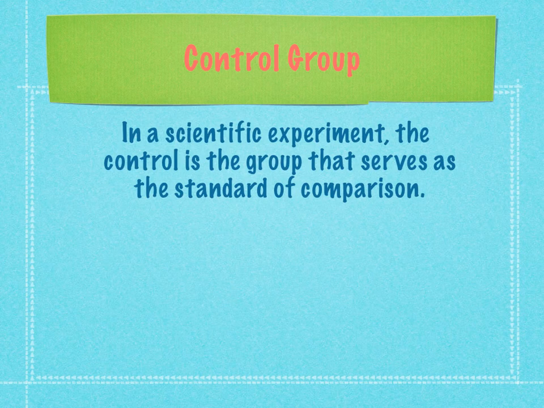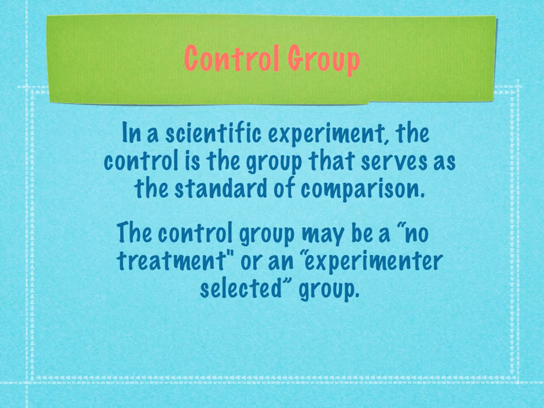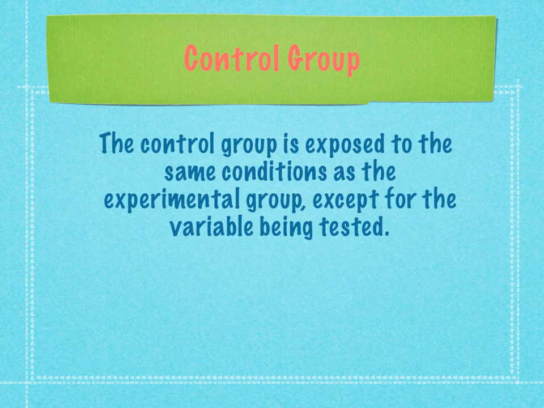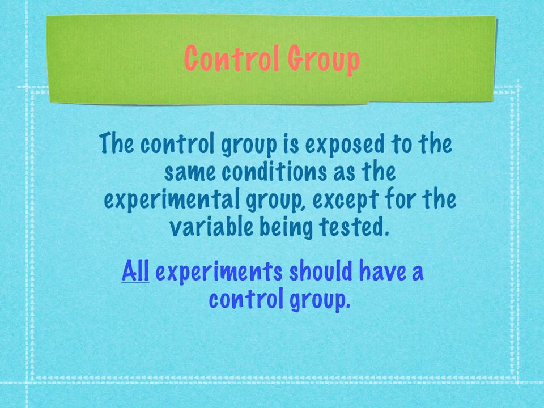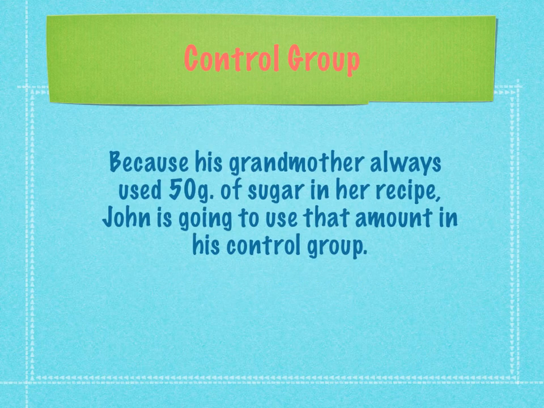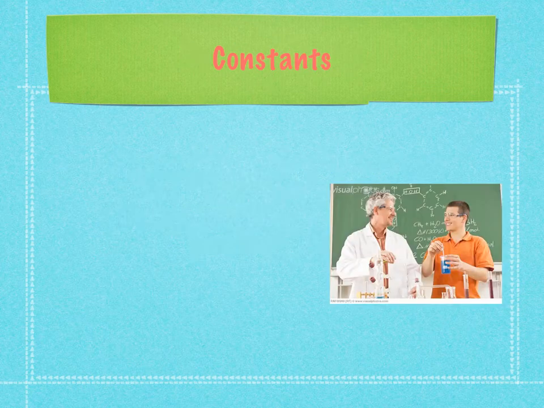Why would you have a control group? Well, you need to have a standard for comparison, and that is exactly the role of the control group. If you don't have that control group, you have nothing to compare your variable to, to see if that, in fact, has made some kind of a change. So the control group has no treatment. It isn't subjected to the experimenter's changes. It's exposed to the same conditions except for the variable. All experiments must have a control group. So because the grandmother always used 50 grams of sugar, that's what John's control group is going to be.